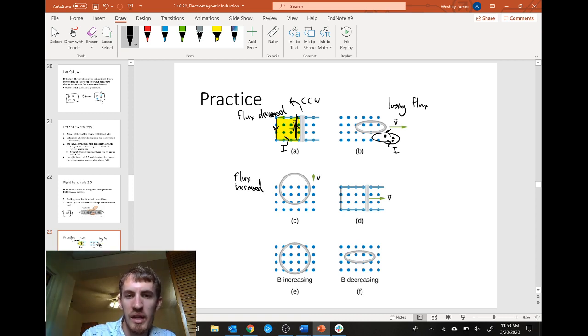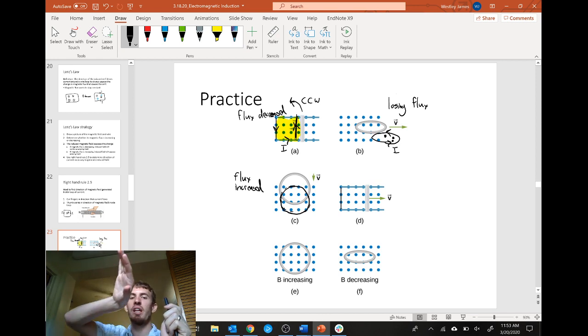So as I go in here at some later point, it'll be kind of down here. And look, I have more lines. So it wants to oppose that change. And so current is going to try to, okay, so I got more coming out. It wants to oppose that. So it will make some going in.